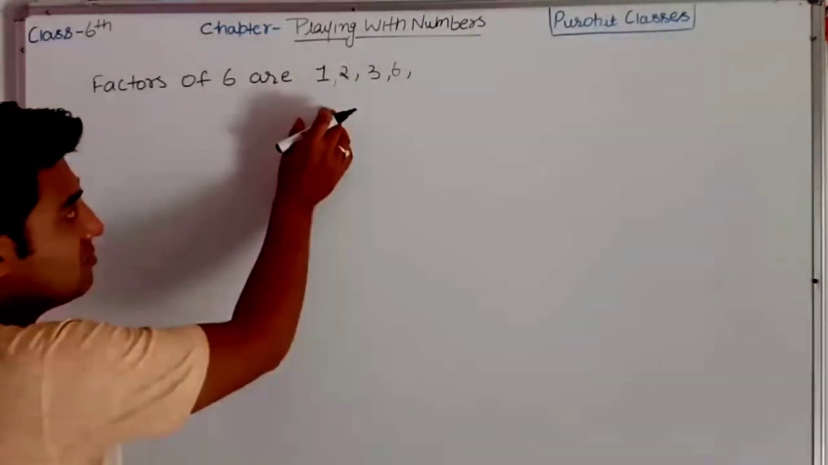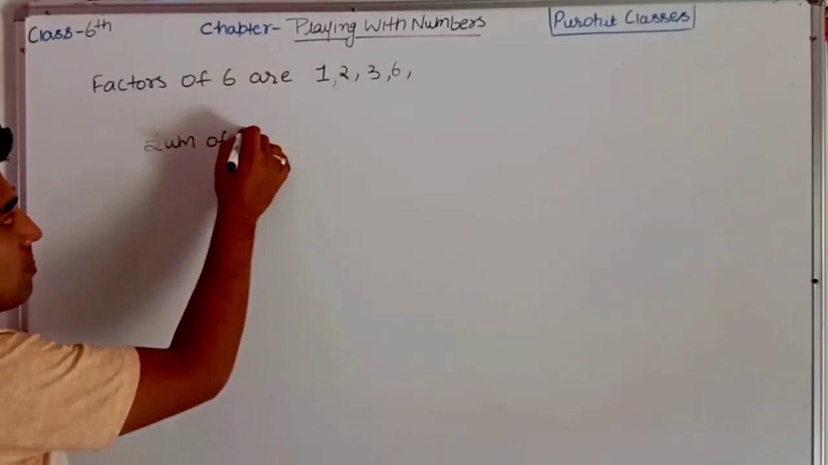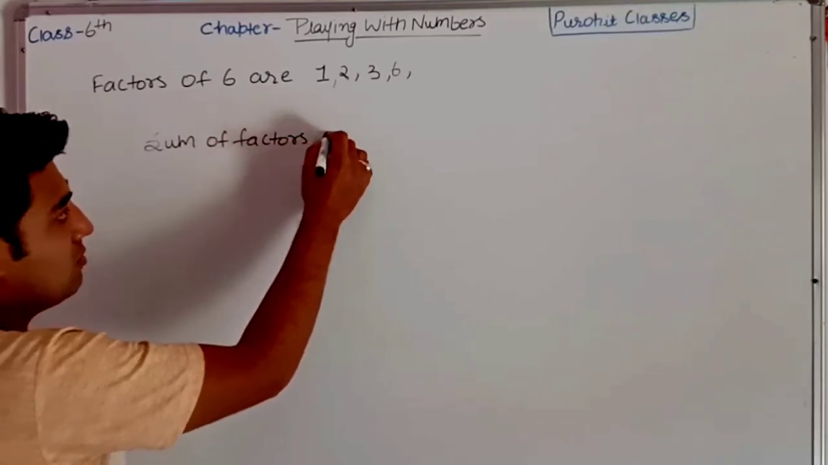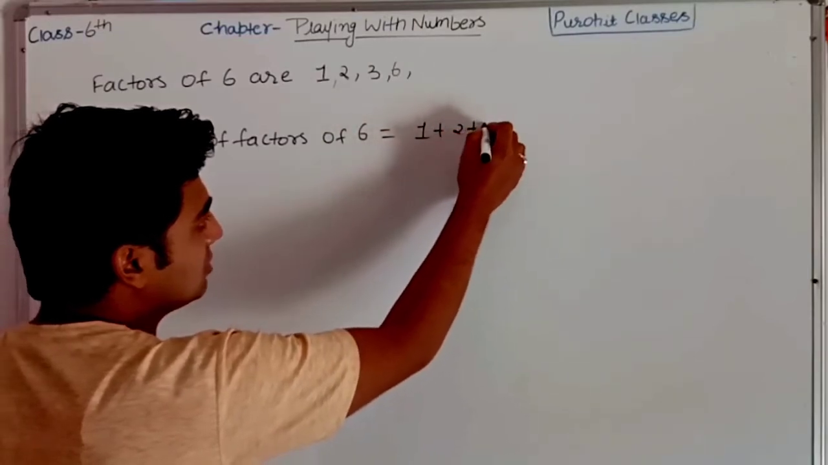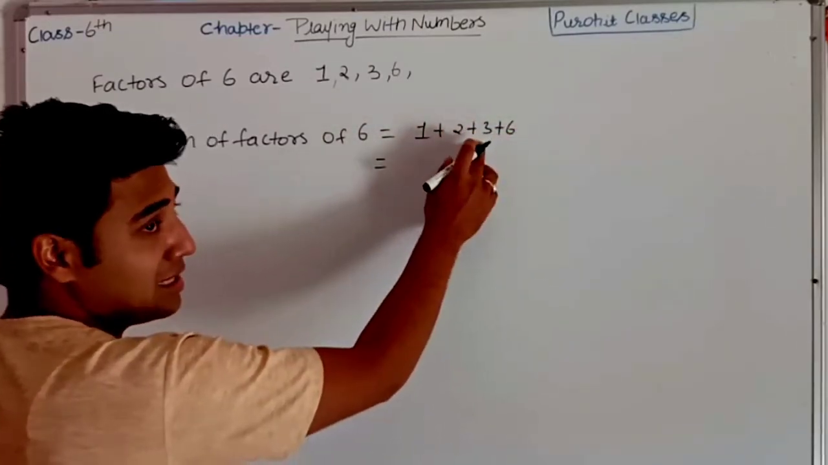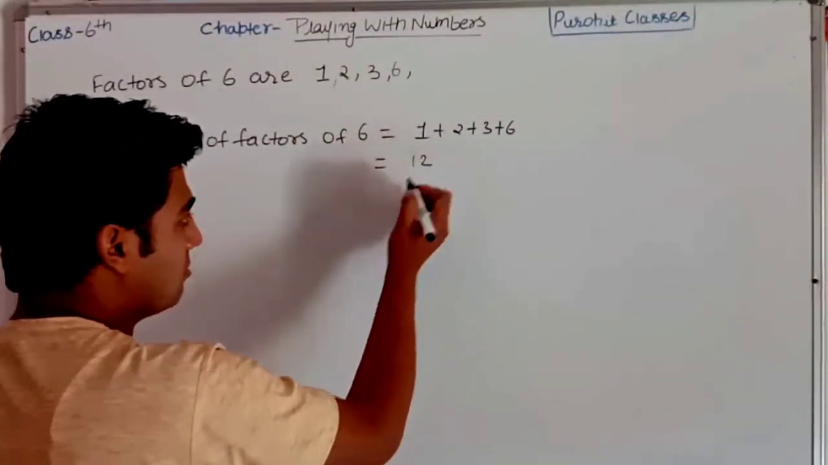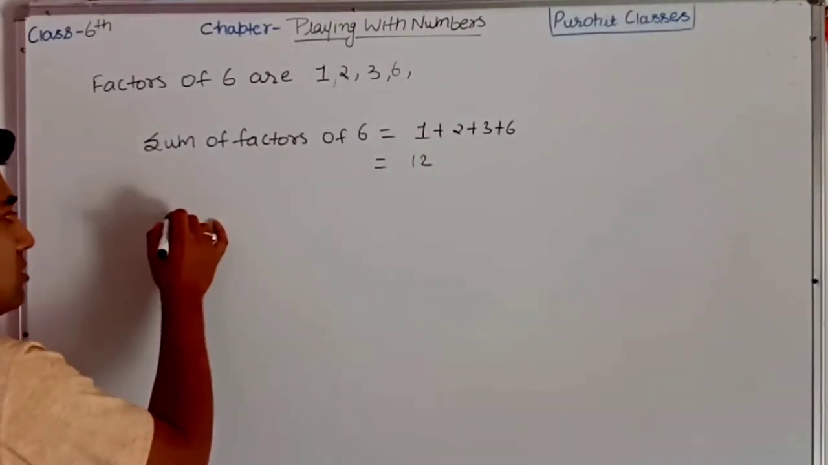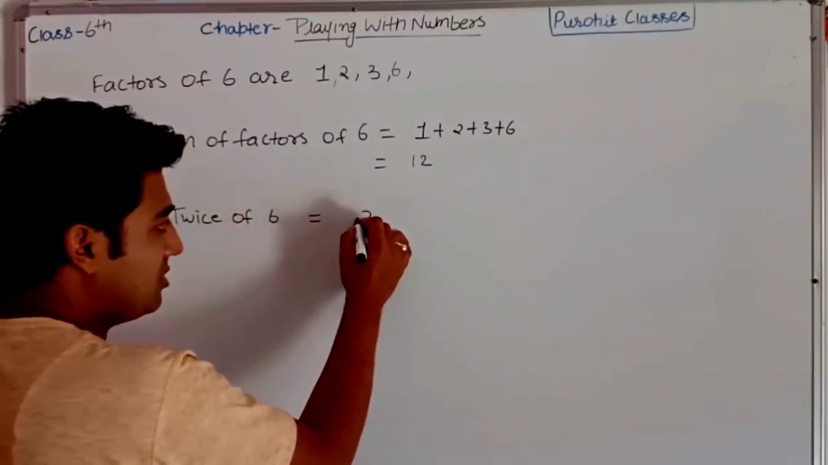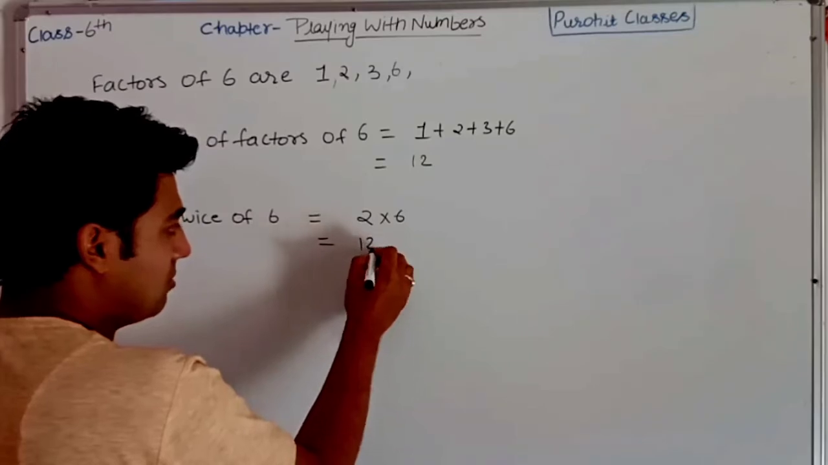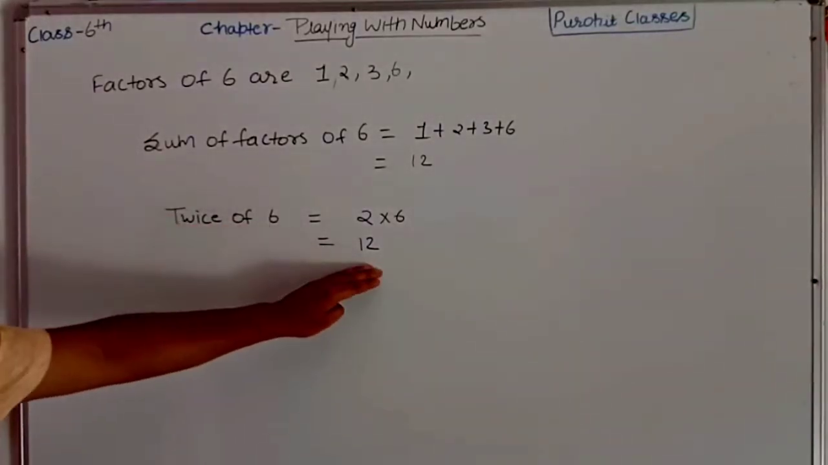Understood? Now let us see what will happen if we find the sum of factors. Sum of factors of 6 will be equal to 1 plus 2 plus 3 plus 6. That is equal to 6 plus 3 is 9, 9 plus 2 is 11, plus 1 is 12. Getting or not? 12. Again let us see, twice of 6 means 2 times 6, that is also equal to 12. What we have seen is that the sum of factors of 6 is equal to 12 and twice of 6 is also equal to 12.